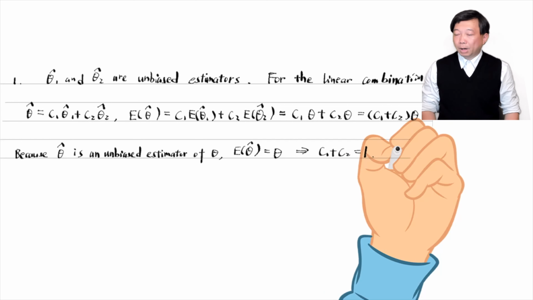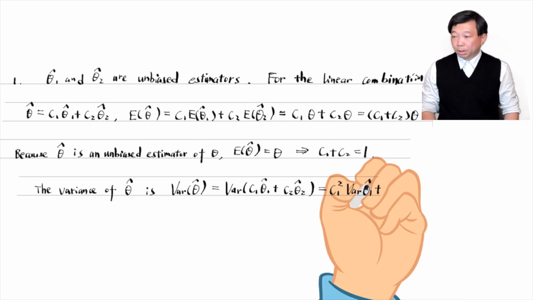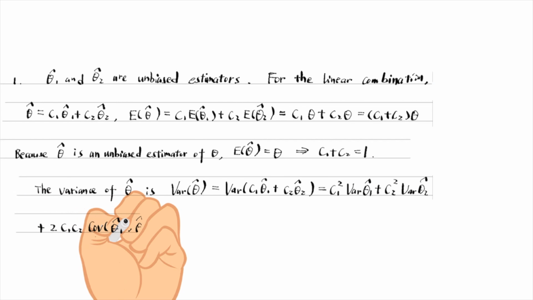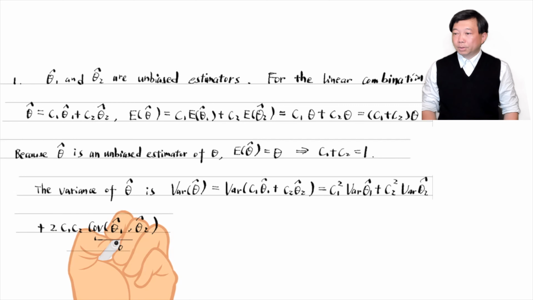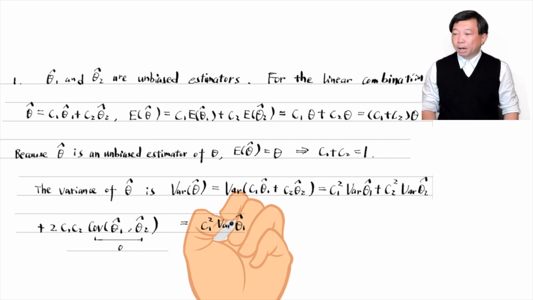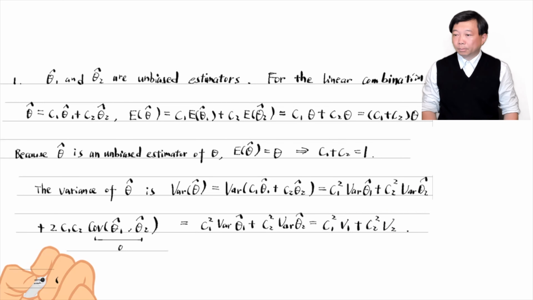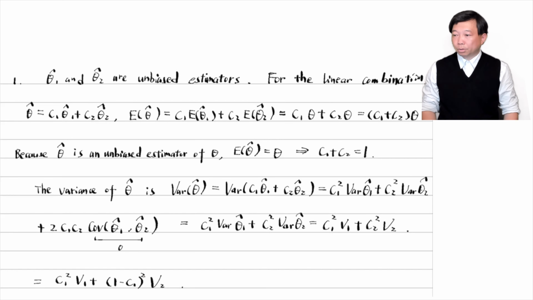Next, we write the variance of theta hat. There are 3 terms. The last one is 0 because theta1 hat and theta2 hat are independent. We have the expression for the variance of theta hat. It is a function of C1, v1 and v2.